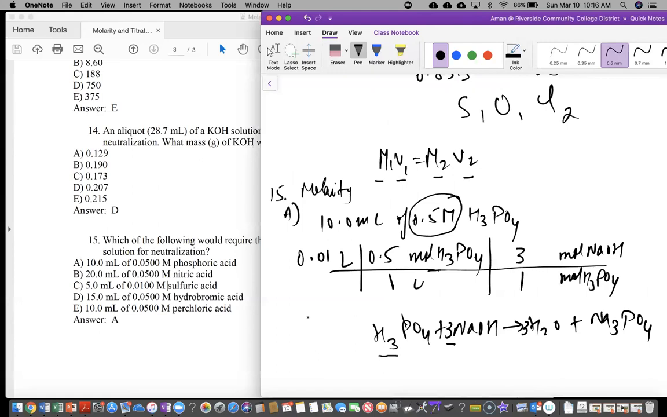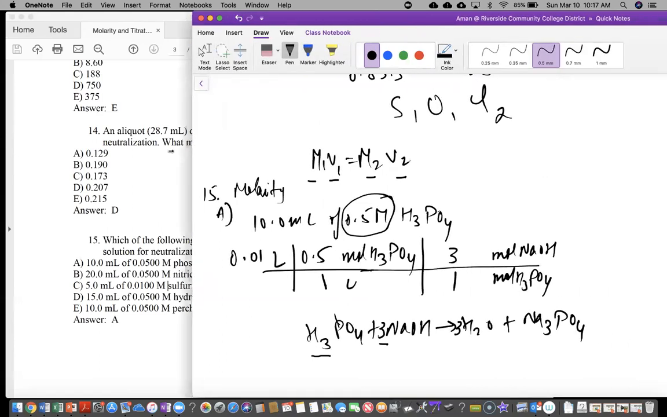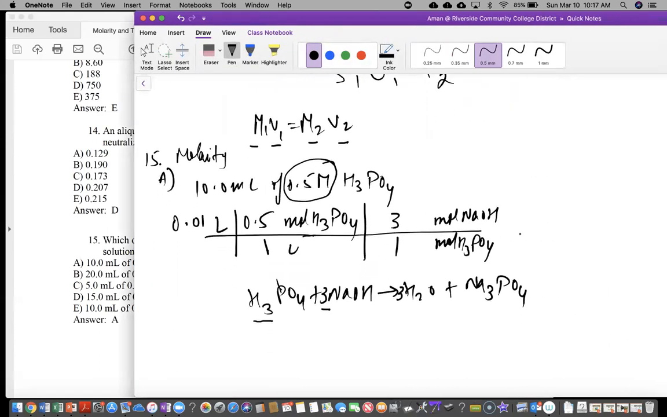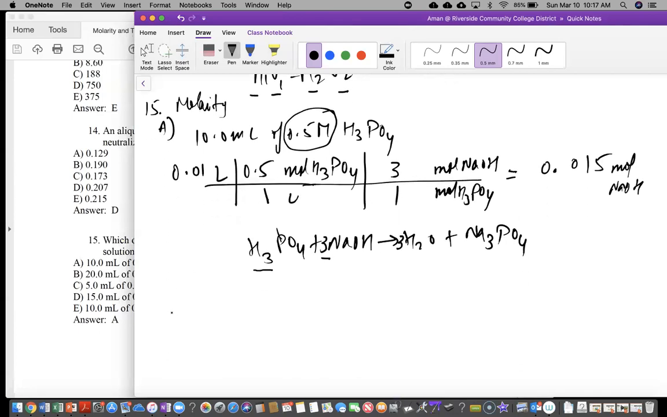If you guys solve this, what do you get? Can somebody put this into a calculator? I'll do that right now. I think it's 0.015. Yes, 0.015 moles of NaOH. I got that too. So this first option needs that many moles of NaOH. We'll go to the next option and see how much that needs.